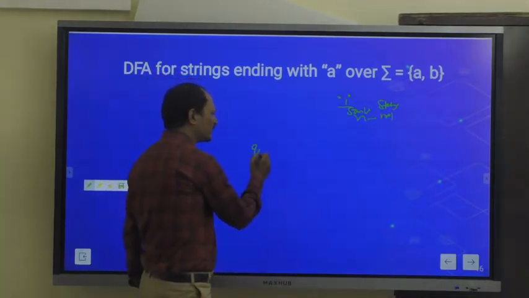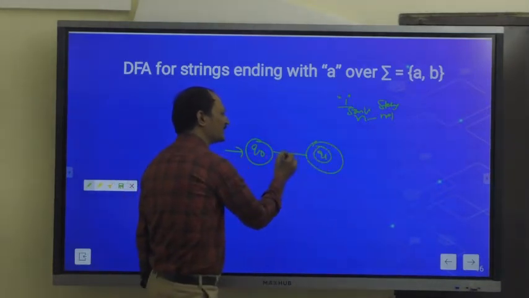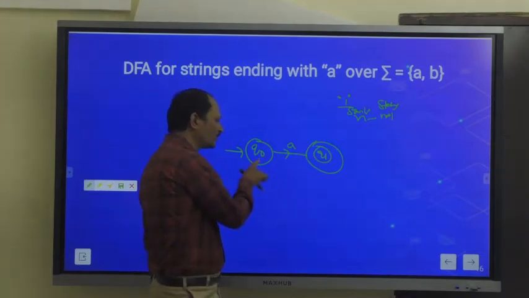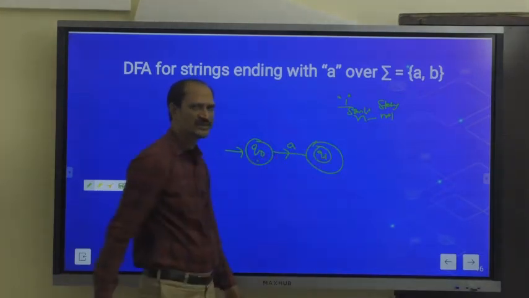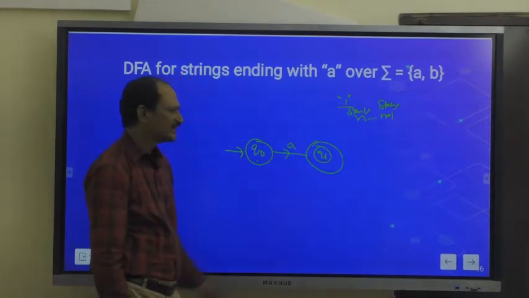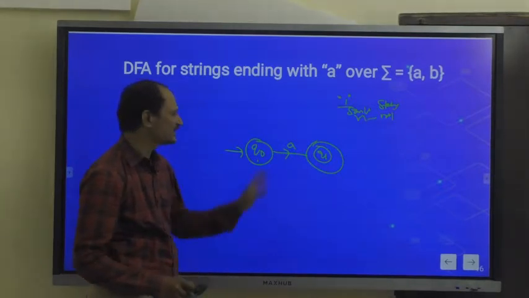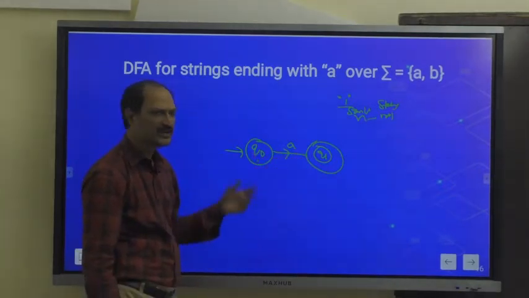I am starting with Q0 as the starting state, and Q1 is the final state. So what is the minimum string that I can apply? A. Q0 on A, it is going to Q1. That is the meaning of it. Is this a DFA? No. Why? In order to say that it's a DFA, all the states should consume all the input symbols.